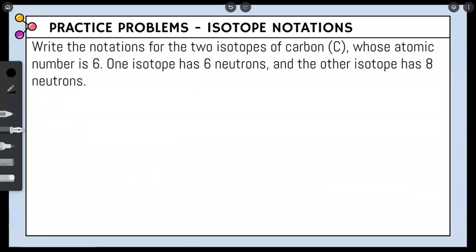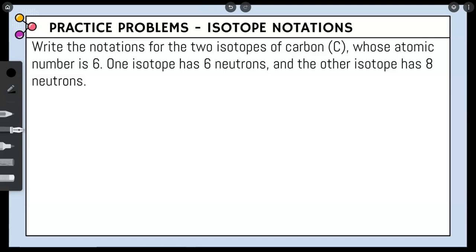Okay, so let's go and do some practice problems of doing isotope notations. So we're going to write the notation for the two isotopes of carbon, which has an atomic symbol of capital C, whose atomic number is 6. One isotope has 6 neutrons and the other isotope has 8 neutrons.